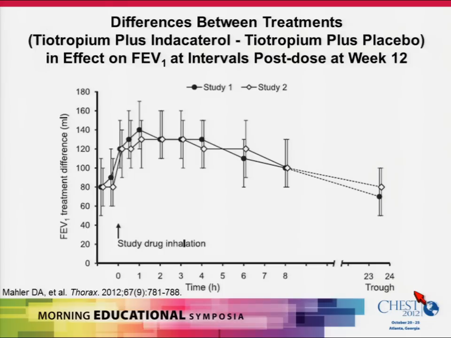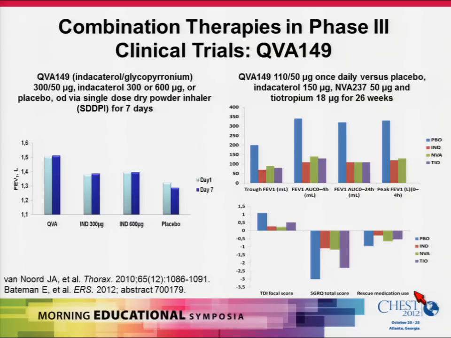But in this study, the two drugs were administered using different devices. And now there is an effort to combine two drugs in the same inhaler. Here you can see the first data coming from QVA-149, that is the combination of indacaterol with glycopyrronium, the study that was published in 2010 by Van Noord, and the data that Eric Bateman has presented in Vienna during the last ERS Congress. And you can see that the combination of the two drugs was more effective than monocomponents.